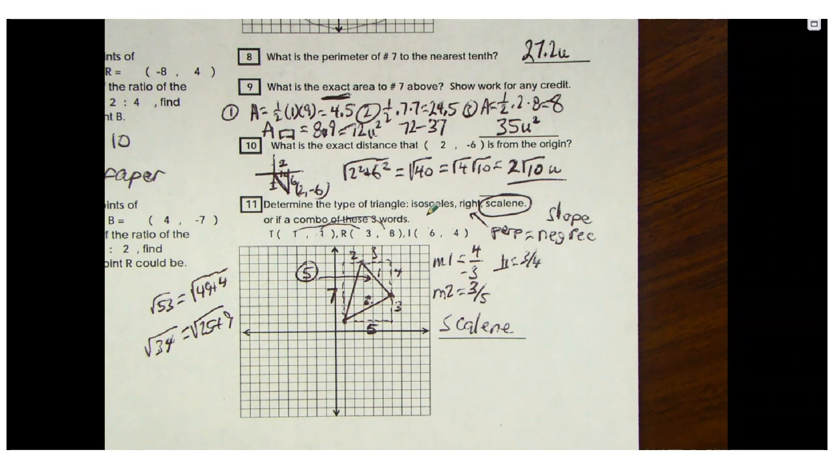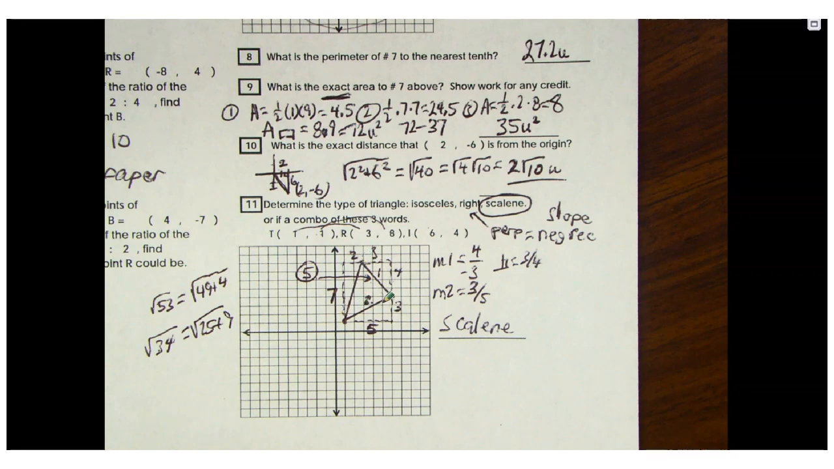All right, determine the type of triangle: isosceles, right, scalene, or a combo of these three words. If it's going to be a combo, it's going to be an isosceles right triangle or a scalene right triangle. Remember, isosceles means at least 2 congruent sides, so 2 or 3. So that includes an equilateral triangle. Scalene means no sides the same. Right angle is another word for perpendicular, and we learned about perpendicular in our last test. So whenever I think perpendicular, I need to be thinking slope, and I need to be thinking the words negative reciprocal. So I go ahead and plot these 3 points they give me for the triangle.